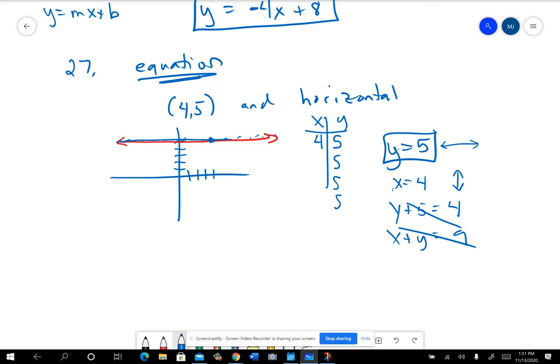All right, now, the next group deals with parallel and perpendicular. So I'm going to go ahead and stop this video.